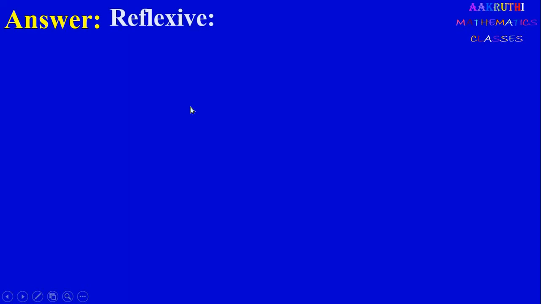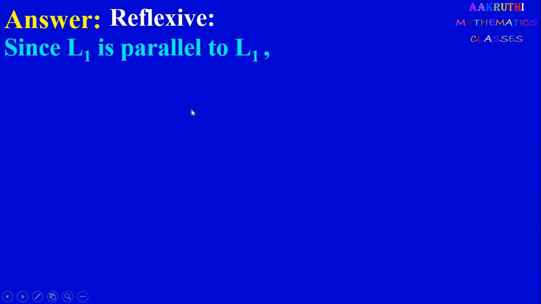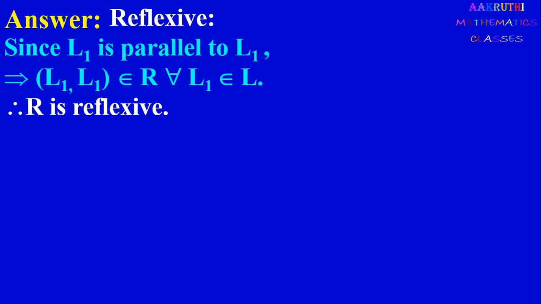First we consider reflexive. Since L1 is parallel to L1, it is always true. Therefore (L1, L1) belongs to R for all L1 belongs to L. Any line is parallel to itself, it is always true. So therefore R is reflexive.